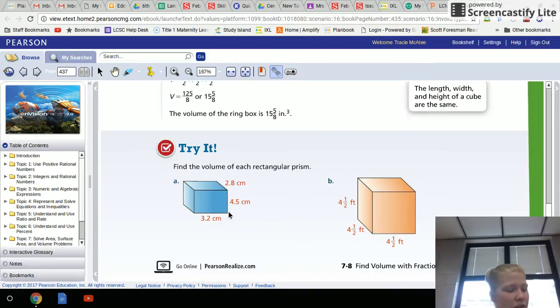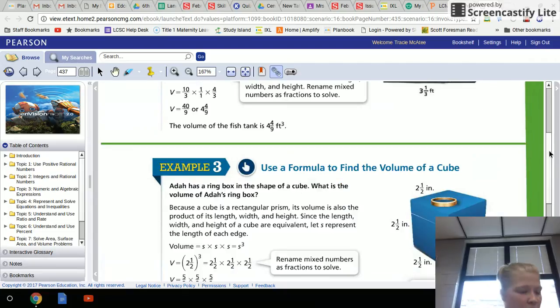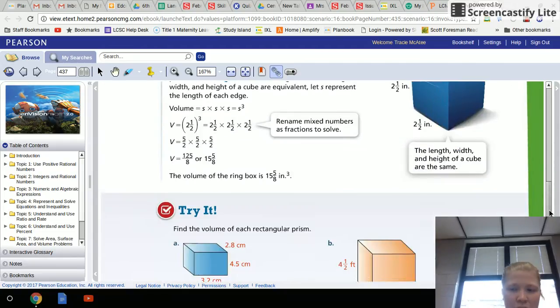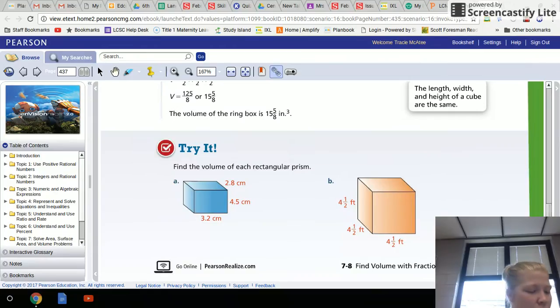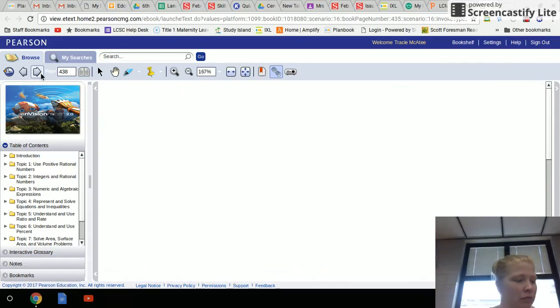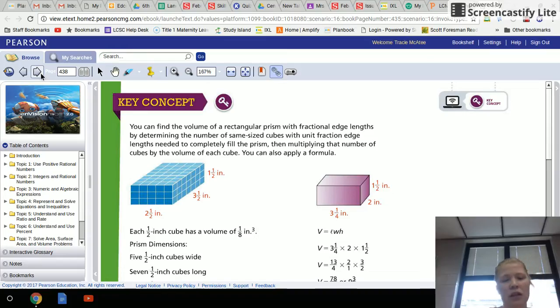For A, the answer came out to 40 and 32 centimeters cubed. Make sure your answer is centimeters cubed. And B, your answer was 91 1/8 feet cubed, or you could have left it as an improper fraction, 729 eighths feet cubed. Either one of those answers would have been appropriate.